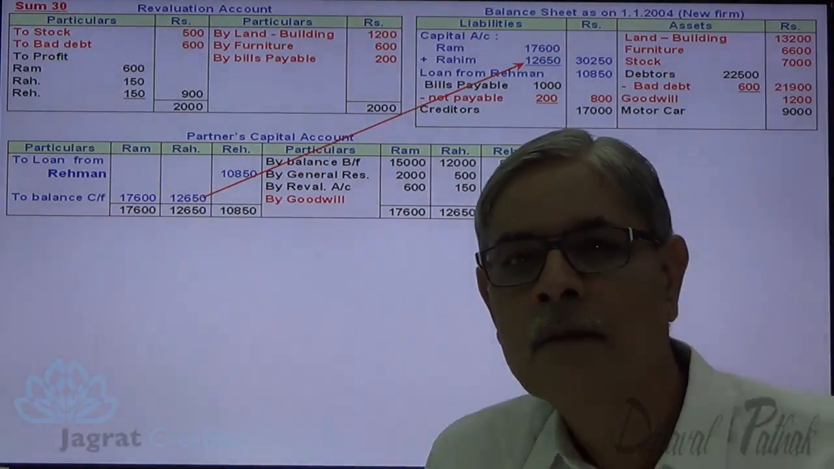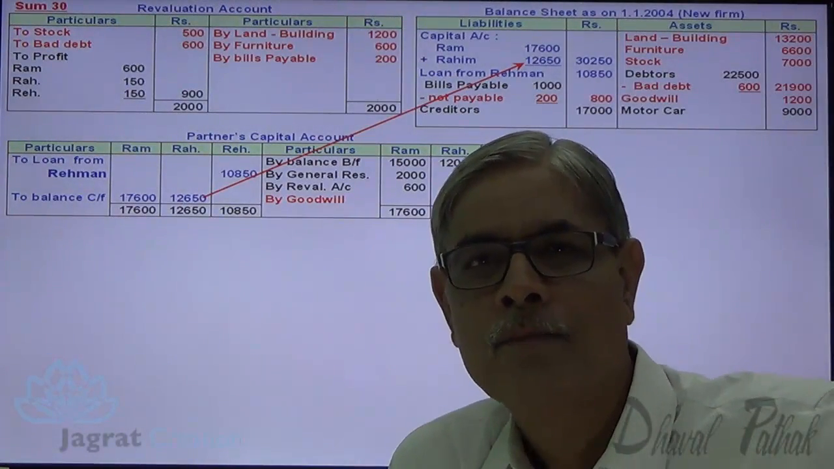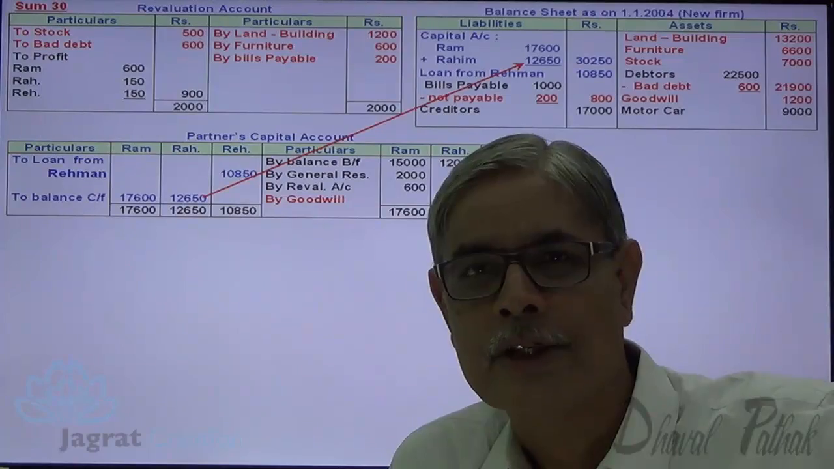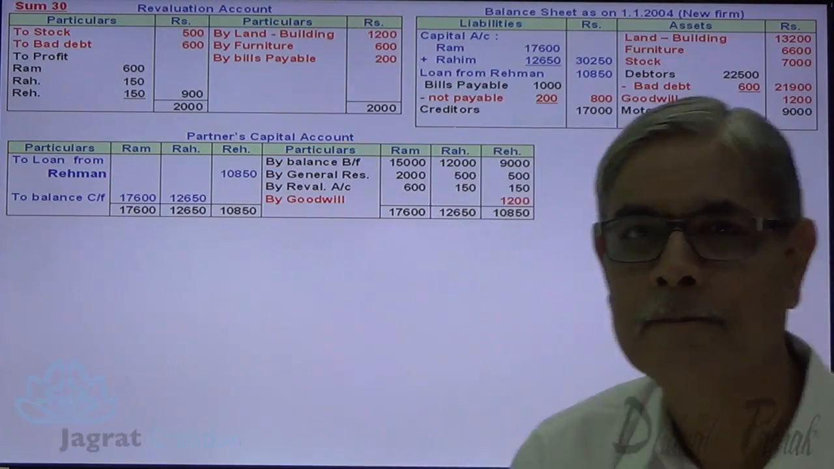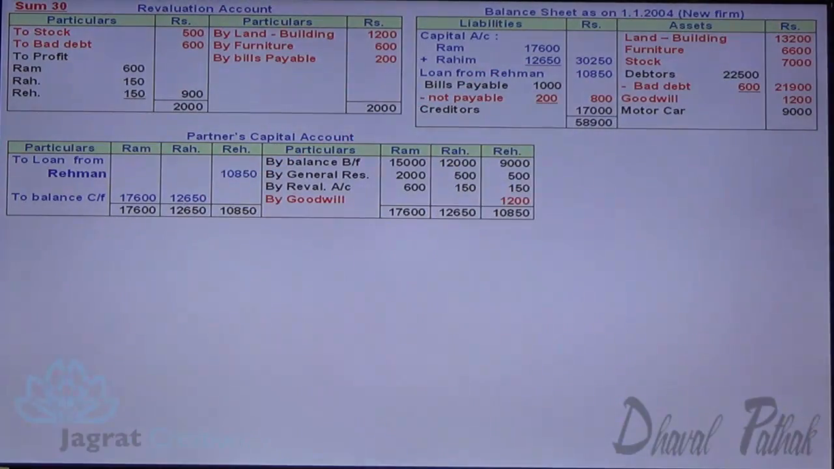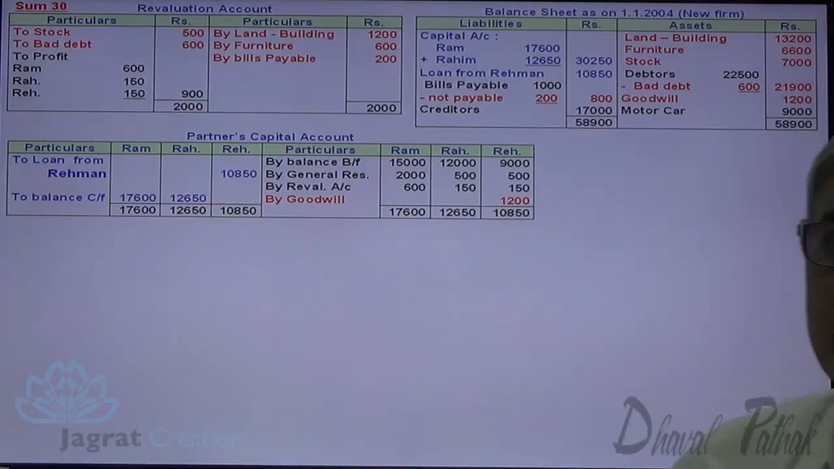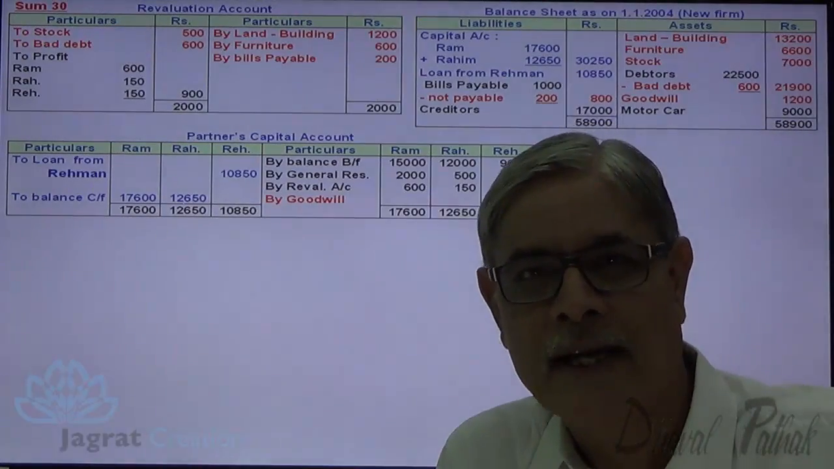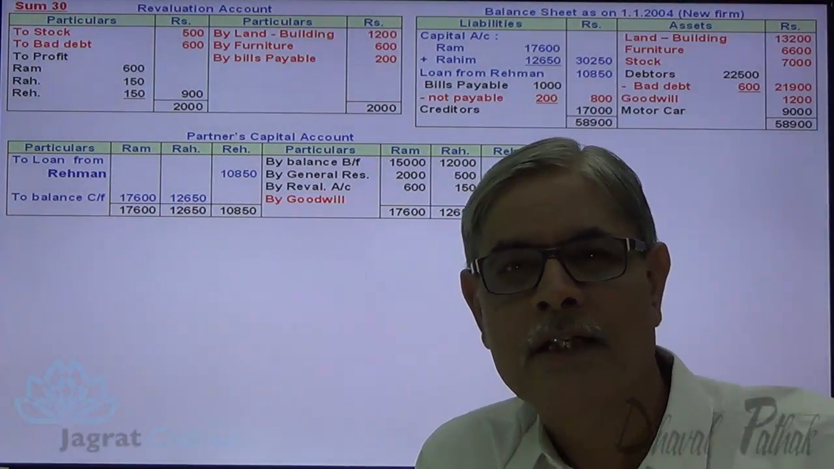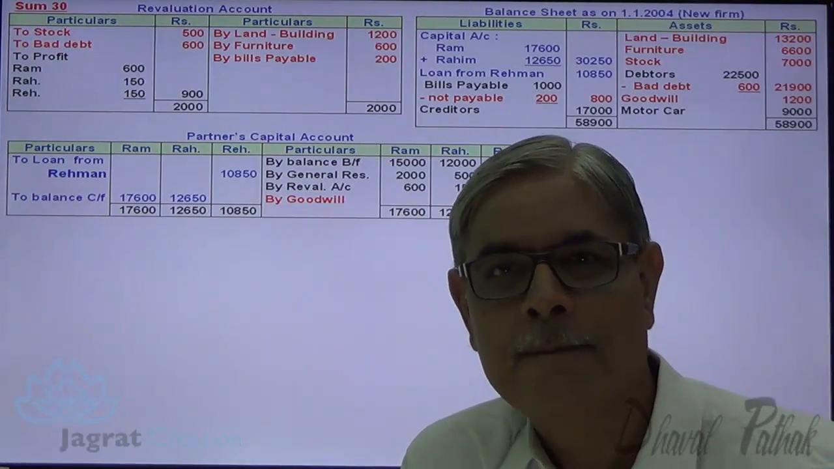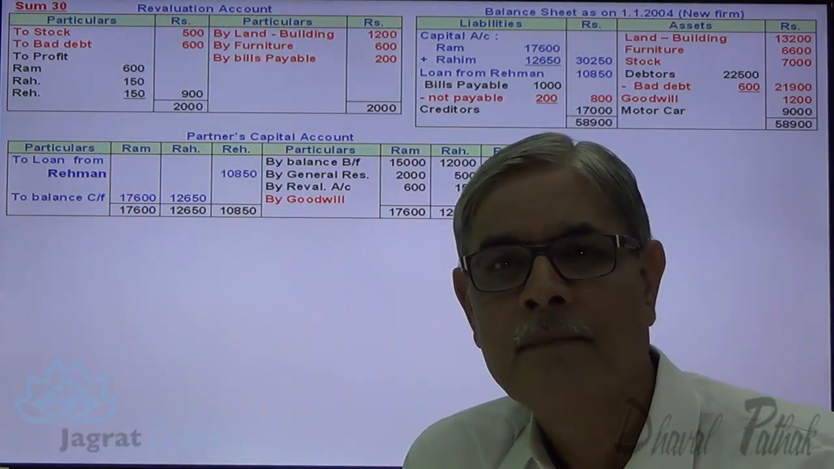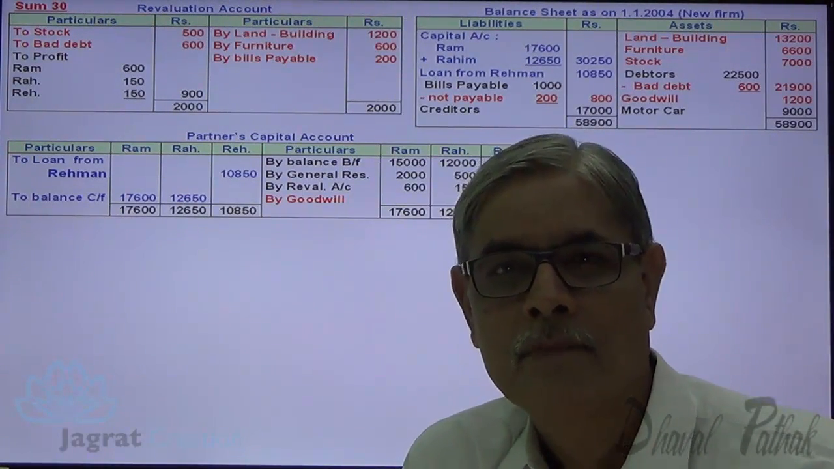Now after writing all these things, I prefer to check the balance sheet; it should agree. 58,900 is the total of liability side, and asset side total is also 58,900. So 58,900 is the total of balance sheet. This is how balance sheet agrees. I think you have followed this sum. Thanks to all of you.